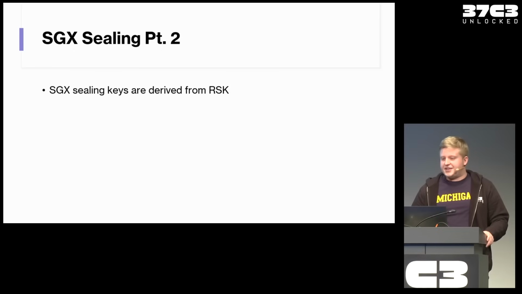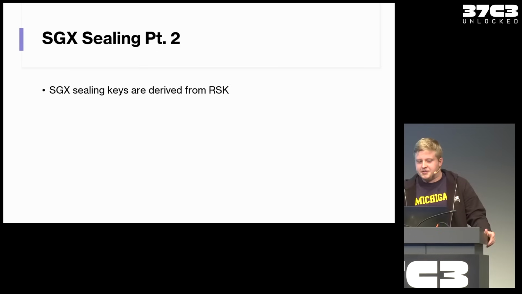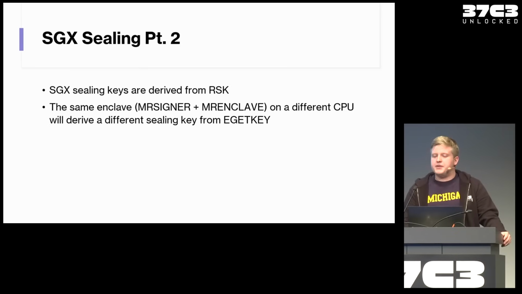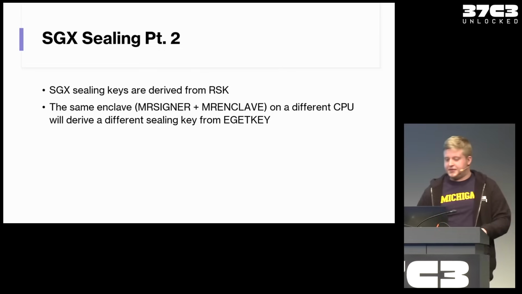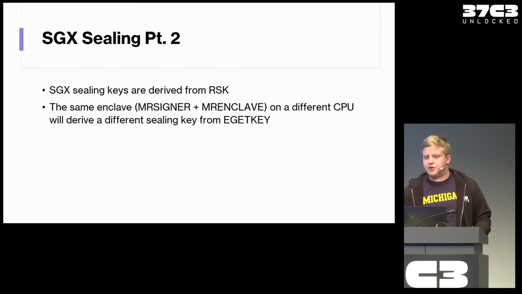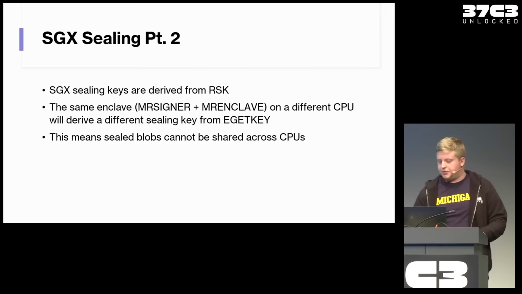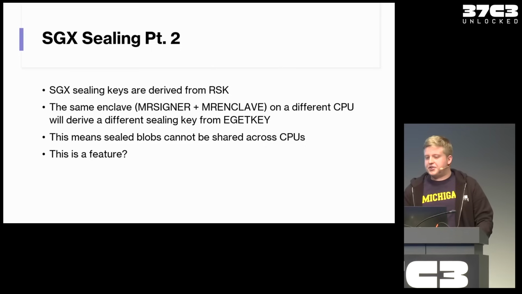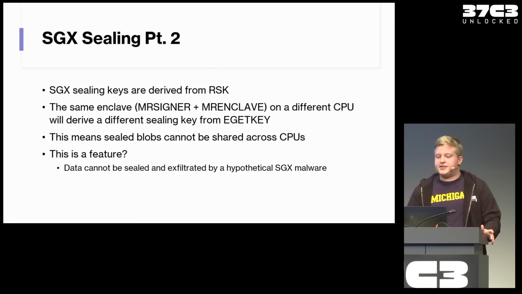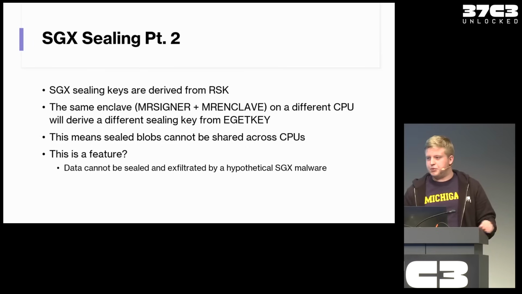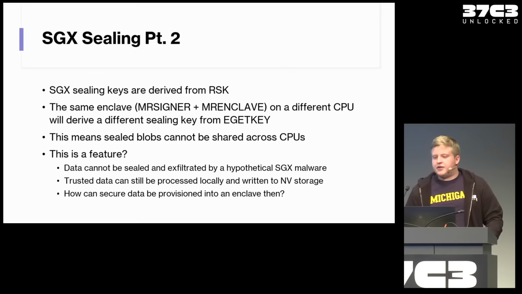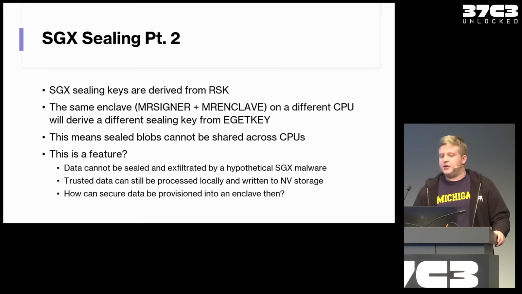So what does this actually mean for sealing? Well, the SGX sealing keys are derived from the root sealing key, as it sounds. But this means that the same enclave, meaning it has the same MRSIGNER and MRENCLAVE measurements, on a different CPU will derive a different sealing key from EGETKEY because it will have a different RSK. So this means that the sealed blobs only work locally on your machine and cannot be shared between physical CPUs. It seems like a feature, right? Because data can't be sealed and exfiltrated by this hypothetical SGX malware, since that sealed blob will be useless once it's removed from the CPU that generated it. Trusted data can still be processed locally or into non-volatile storage.